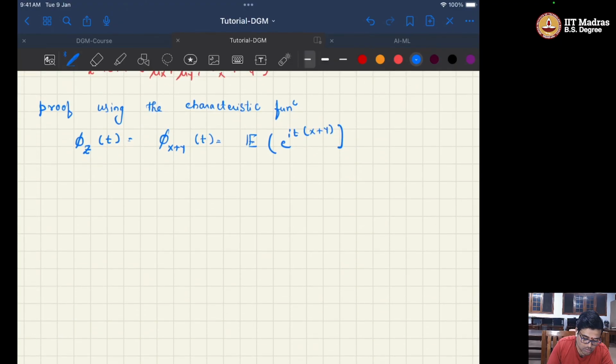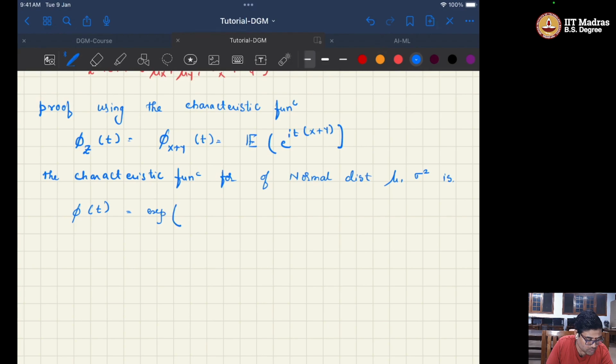Okay, so now the characteristic function for a normally distributed random variable, of normal distribution with mu as the mean and sigma square as the variance, is given by phi of t equals exp of i t mu minus sigma square t square by 2. This is a known formula.